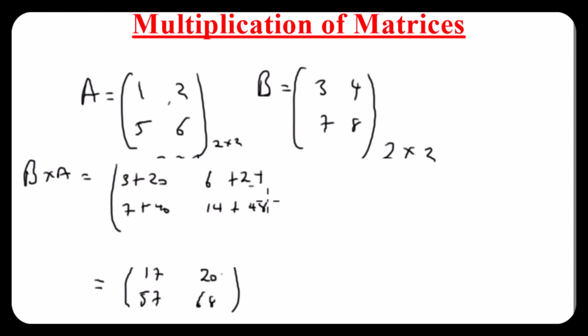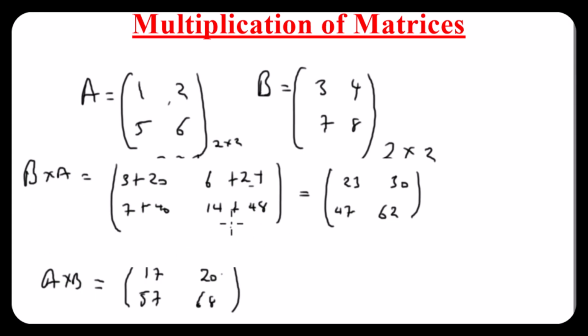Putting this together, my resulting matrix: 3 plus 20 is 23, 6 plus 24 is 30, 7 plus 40 is 47, and 14 plus 48 should be 62. All right, so this is my A times B, and this is my B times A. They're not equal. So remember, multiplication is not commutative in matrices, especially when you're not dealing with equal matrices.